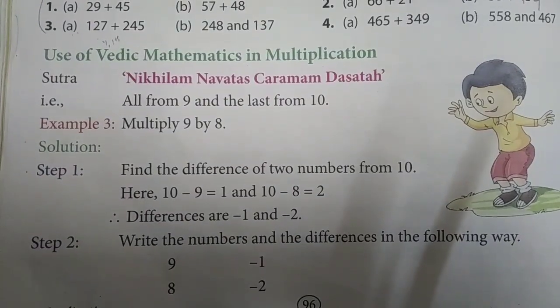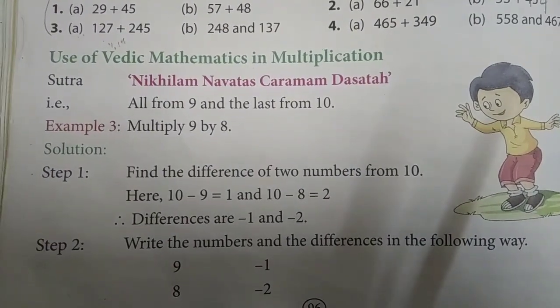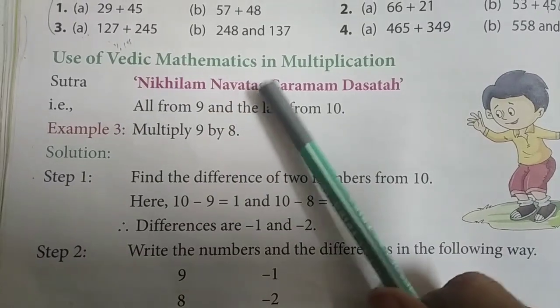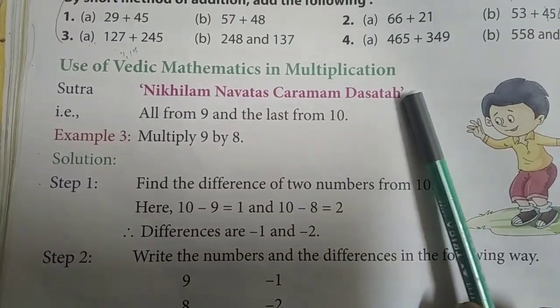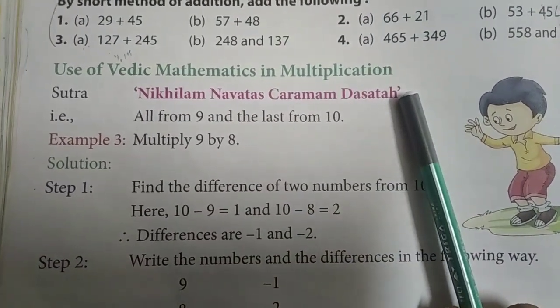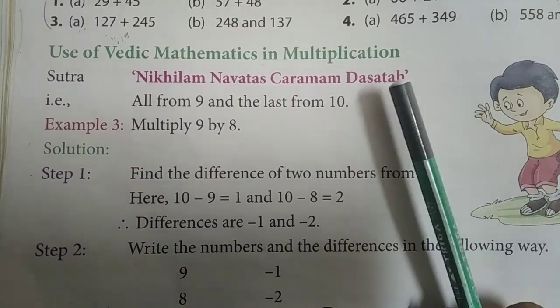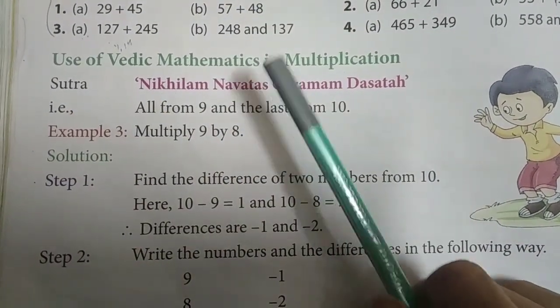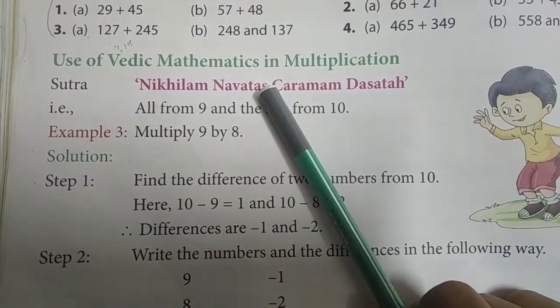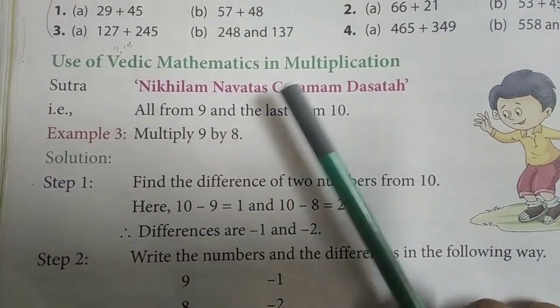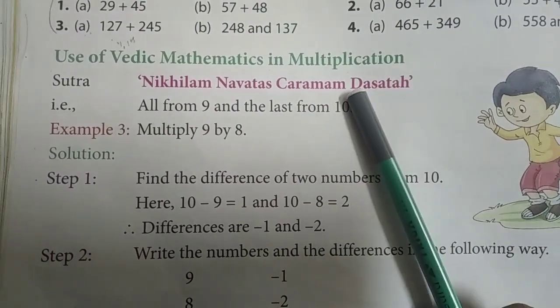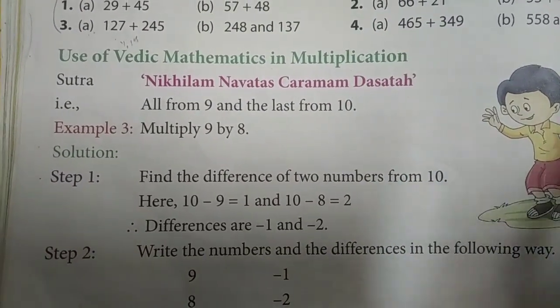So children, for multiplication we have to use one sutra that is known as Nikhilam Navatascaramam Dasatah. No need to remember all these sutras, you just need to know that this sutra is used. What is the meaning? Nikhilam Navatah means all from 9, and Caramam Dasatah means and the last from 10. What does that mean? I will tell you.